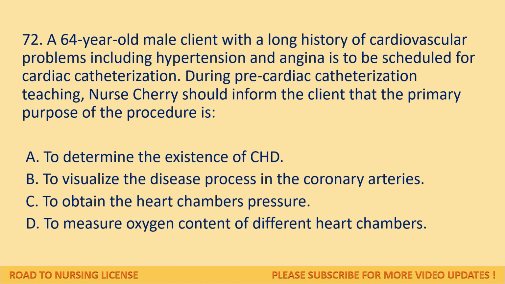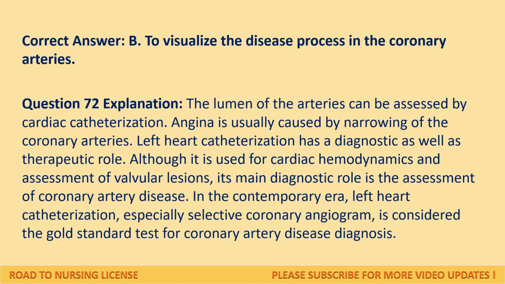Question 72. A 64-year-old male client with a long history of cardiovascular problems including hypertension and angina is to be scheduled for cardiac catheterization. During pre-cardiac catheterization teaching, Nurse Cherry should inform the client that the primary purpose of the procedure is: A. To determine the existence of CHD. B. To visualize the disease process in the coronary arteries. C. To obtain the heart chamber's pressure. D. To measure oxygen content of different heart chambers. Correct answer, B. To visualize the disease process in the coronary arteries.